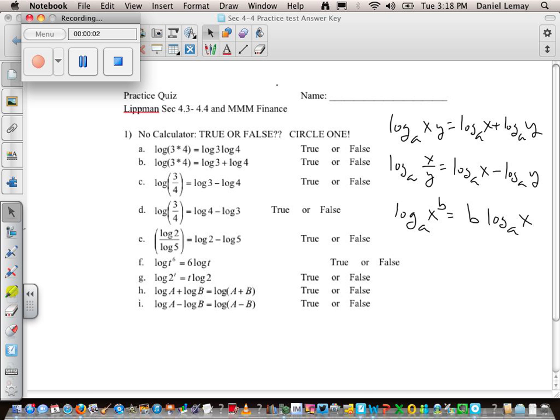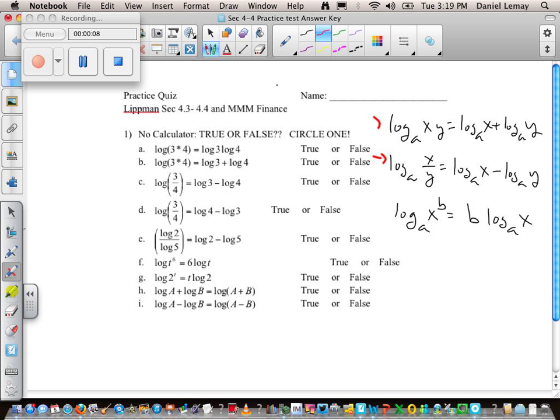So here are the answers to that practice test. For this first question, I'm going to use these three properties of logarithms. We're just going to apply them. Looking at the first choice, A, I know that if I'm multiplying two numbers or variables, I write the log of each and add them, and that's not what's happening here. This one multiplies the log of 3 times the log of 4 instead of the log of 3 plus the log of 4. So that one's false.